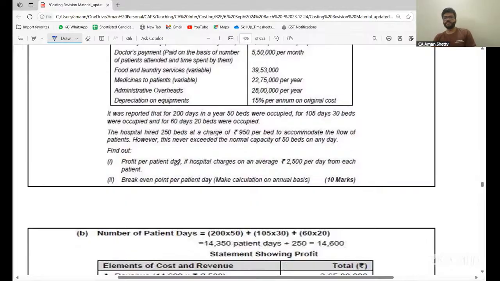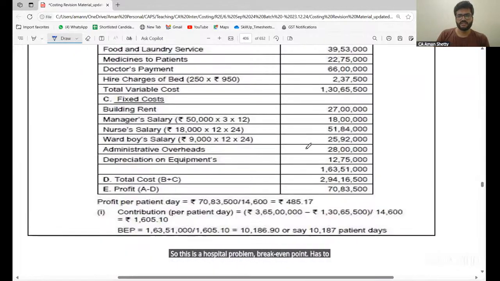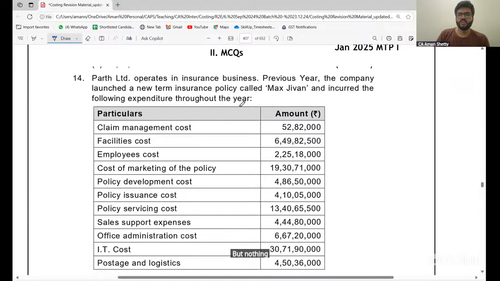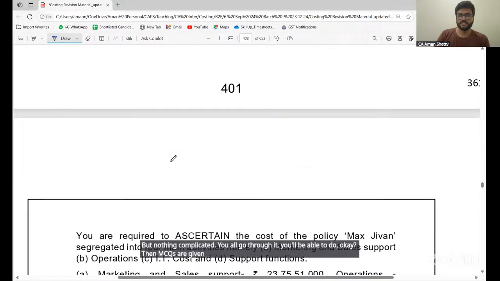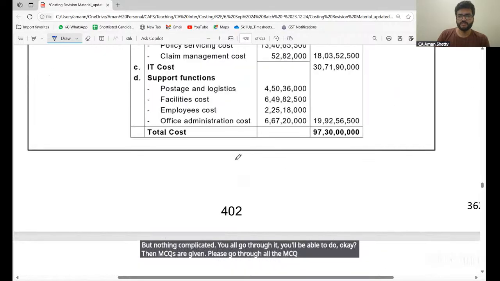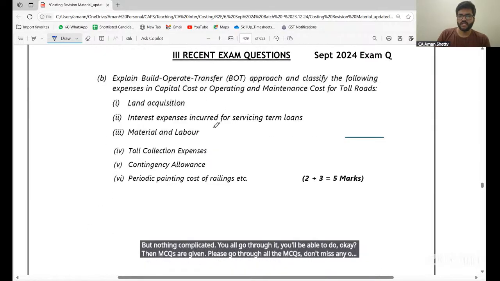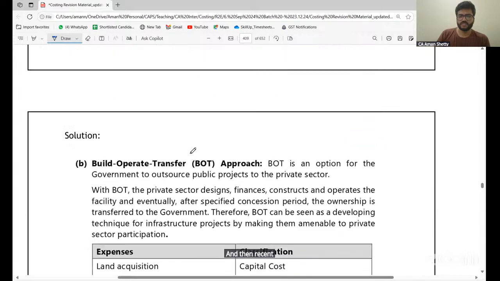So this is a hospital problem. Break even point has to be calculated. Simple, nothing complicated. You all go through it, you'll be able to do it. Then MCQs are given. Please go through all the MCQs. Don't miss any of them. And then recent examination questions.